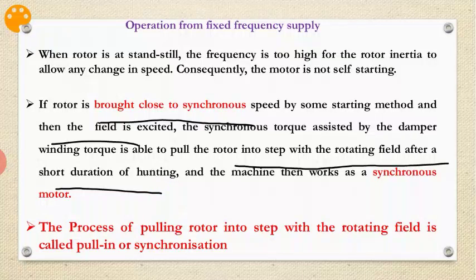Hunting means the rotor field is cast to the rotating magnetic field. After some duration of hunting, the machine then works as a synchronous motor. The rotor poles will catch the stator poles, and magnetic locking will occur. The process of pulling the rotor into step with the rotating field is called pull-in or synchronization.